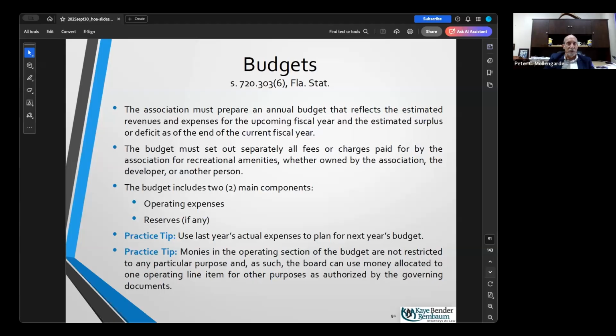You must prepare an annual budget that reflects the estimated revenues and expenses for the upcoming fiscal year and the estimated surplus or deficit as of the end of the current fiscal year. The budget must set out separately all fees or charges paid for the association for recreational amenities, whether owned by the association, the developer, or another person. Now, typically a budget will have two components: operating expenses and perhaps reserves.